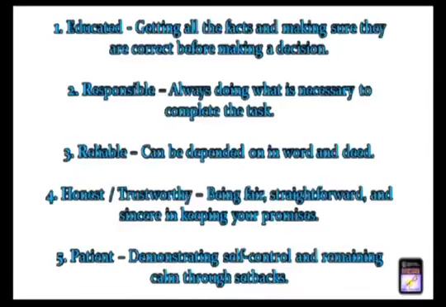And number 1, as we always tell you in this program, is educated. When we think of education, we tend to think of a school, a teacher, some curriculum, some books, etc. Well, that's all true. But in this particular case, when it comes to positive character, educated means getting all the facts and making sure they're correct or true before making a decision. Getting all the facts, making sure they're correct before making a decision.